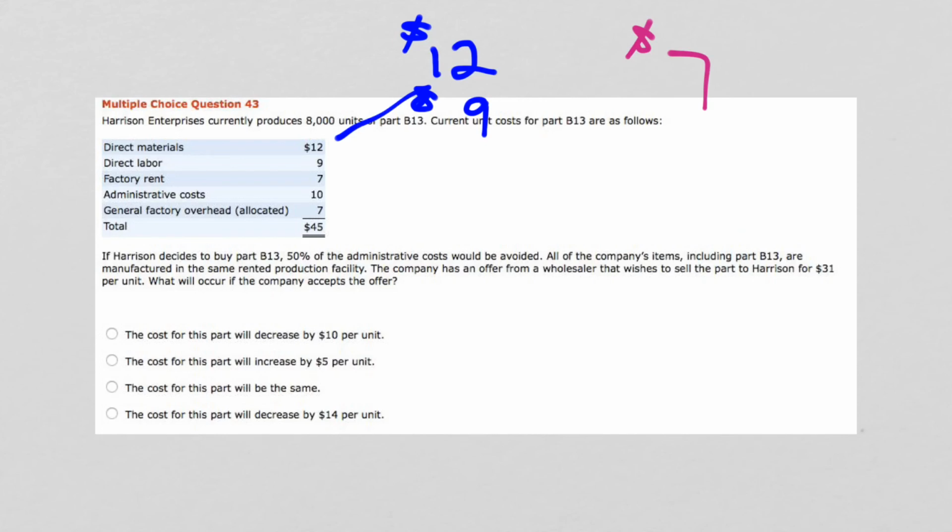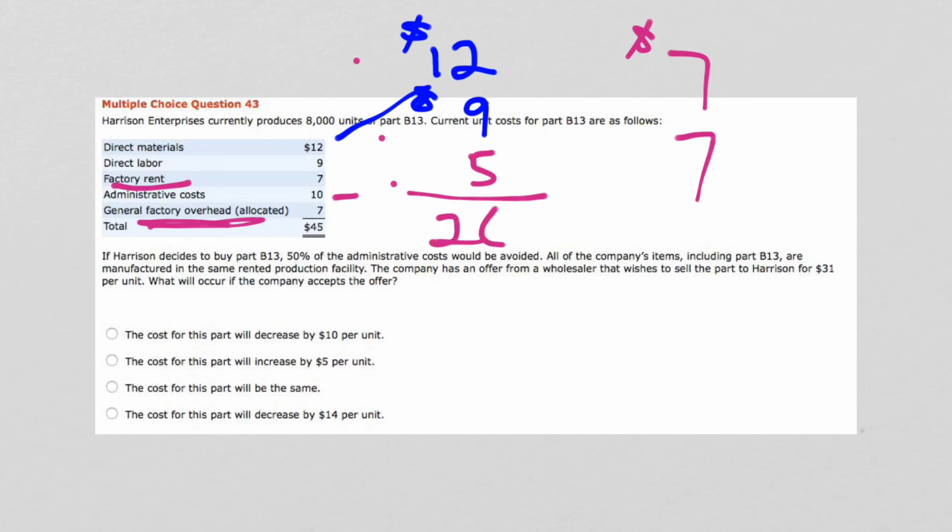The administrative costs, we're already told that 50% of it will be saved and avoided, meaning it won't be unavoidable. So of that, $5 savings there. And the general factory overhead is back to the same concept as the factory rent, unavoidable. So we'll put that $7 over here. So how does this all add up now? If we do not produce this part, let's see what we will save. We'll save these expenses, which we've outlined here. These are our variable costs, and the part of the administrative costs that we're going to save, that comes out to $26 per unit that we're going to not incur.